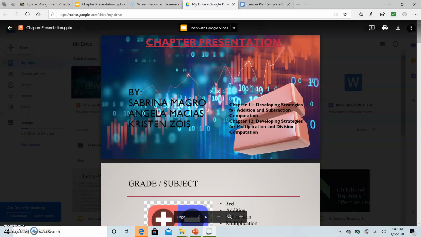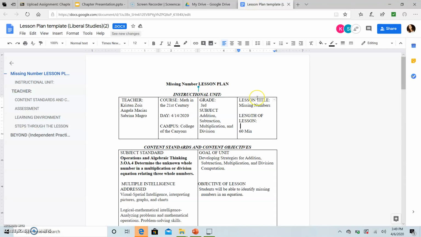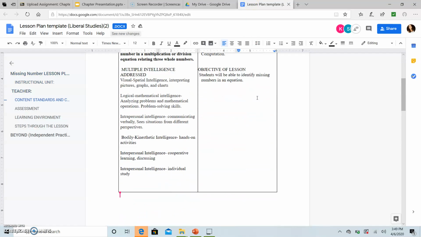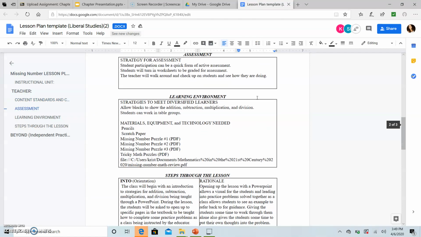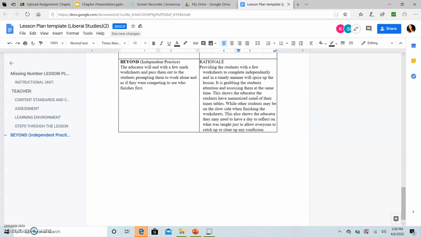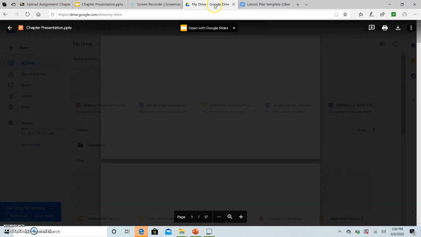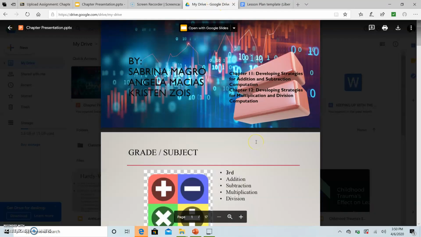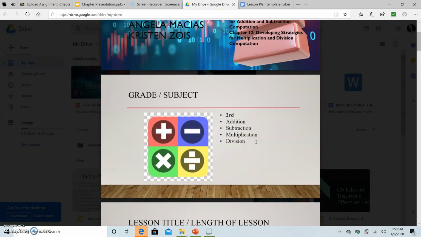This is our lesson plan that we created, all down to the content, the assessment, the learning environment, and the steps through. And then Kristen is going to go ahead and go further into what is included in that lesson plan.